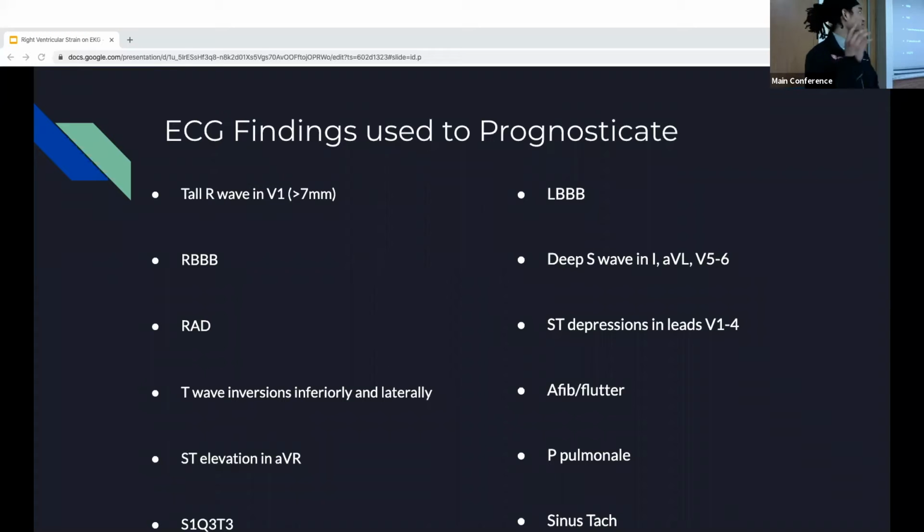So this is a list of all the findings of right ventricular strain that I found good literature around. I want to use the rest of this lecture to help us group these and maybe find which findings of RV strain on EKG are most important for us.